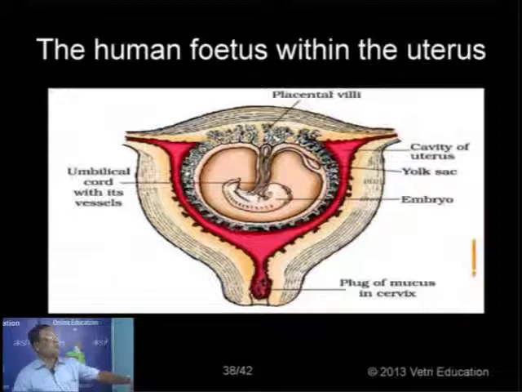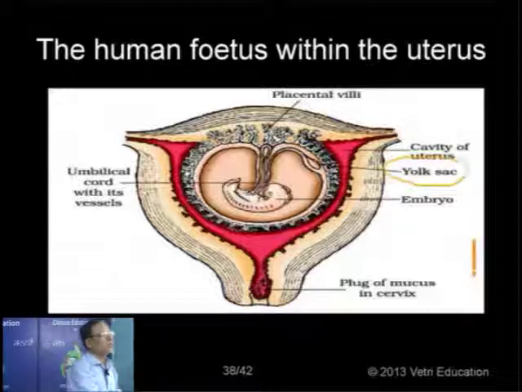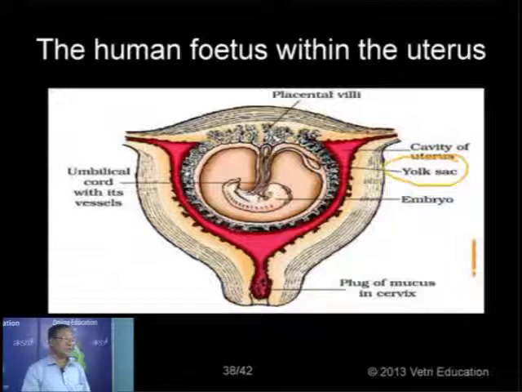This is the diagrammatic representation showing the development of the embryo. It is fully surrounded by the extra-embryonic membranes, amnion, chorion, and allantois. Though here it is represented as a yolk sac, normally in our case we don't have any yolk sac; it is vestigial and not fully developed. We have mainly amnion, chorion, and allantois, the 3 extra-embryonic membranes.